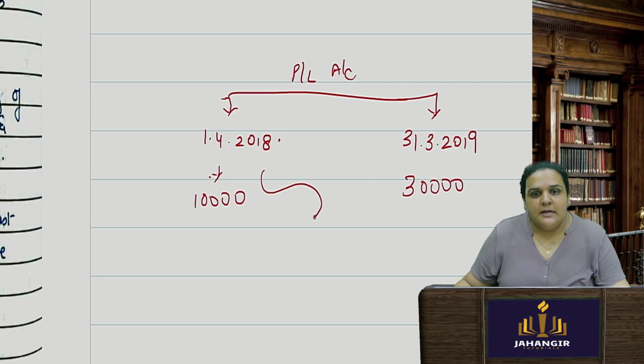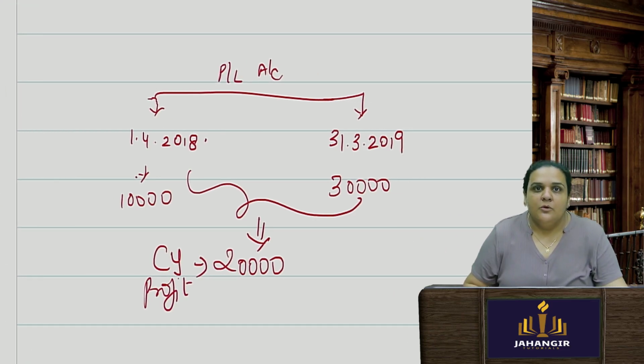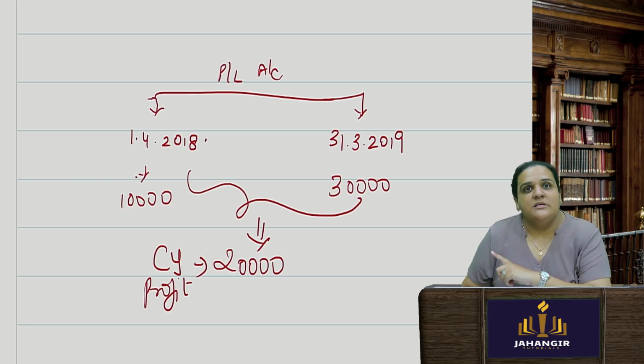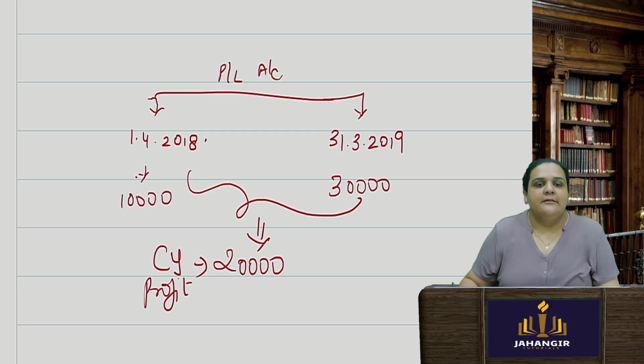That means currently in this current year, between April and March, we made a profit of how much? 20,000. This is known as current year's profit. Only then can the balance become 30, no? You had 10. You are closing at 30. That means current year you earned 20,000. This current year profit is treated as a post profit.